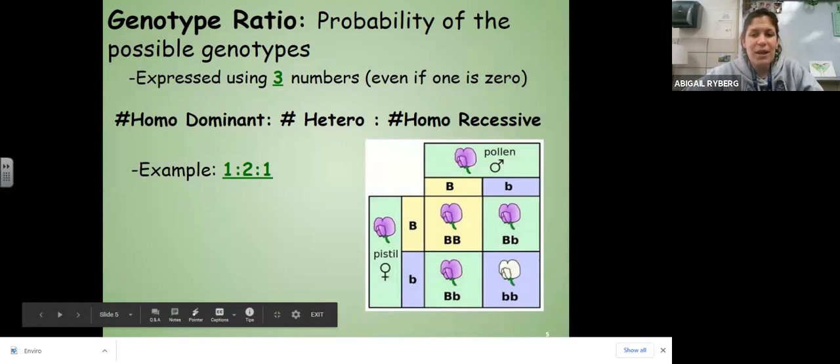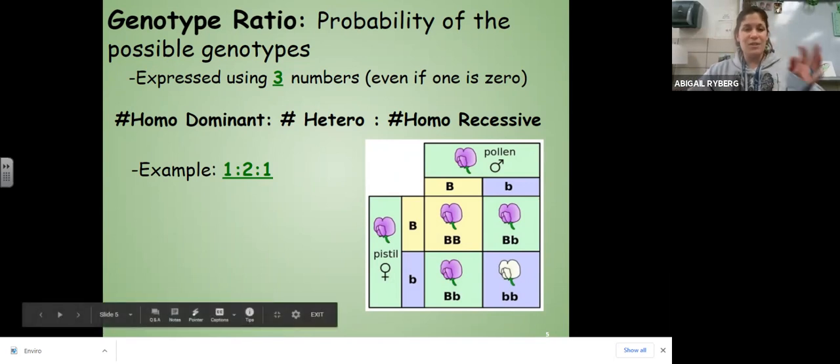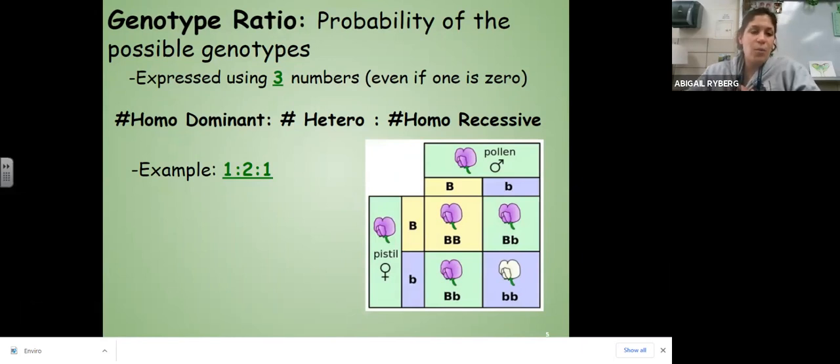The genotype ratio is looking at the possible genotypes, but there are 3 options. So the genotype ratio will always have 3 numbers, even if one of those numbers is 0, right? Because 0 is just as important. So we always start with the dominant first, just like we saw with the phenotype ratio, where the dominant was first. So we're going to start here with the homozygous dominant: the number of individuals that have the homozygous dominant genotype, and then the number of individuals that have the heterozygous genotype, and then the number of the homozygous recessive.